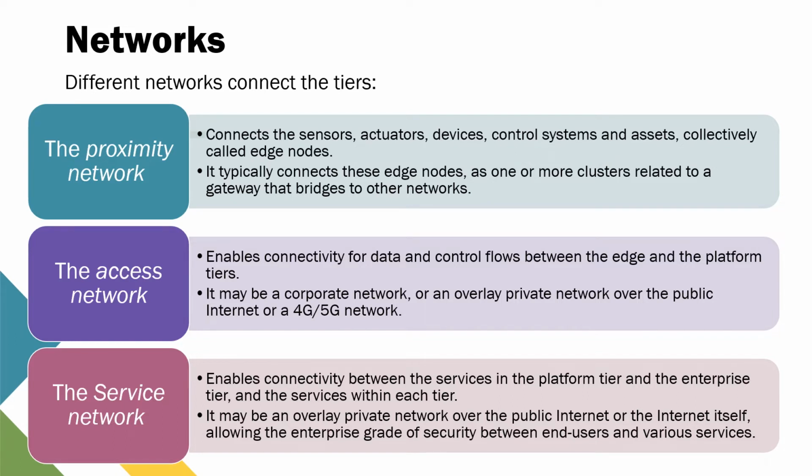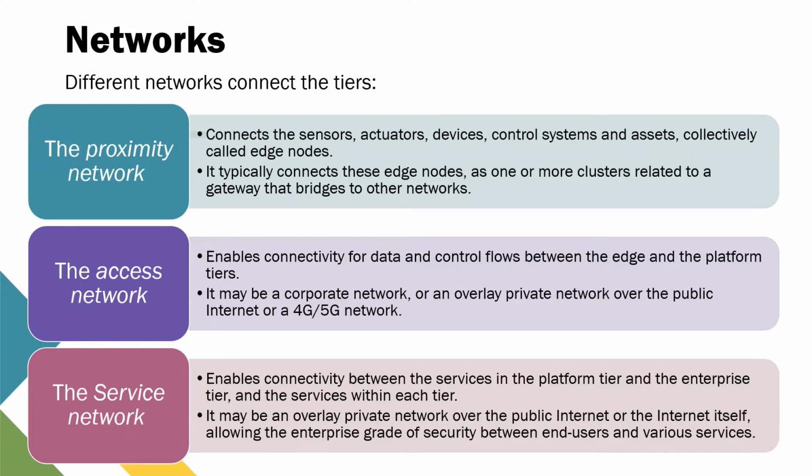The next one is the access network. This access network will enable connectivity for data and control flow between the edge and platform tier. Since the data is being transferred from this edge, from this gateway, towards the cloud, or towards the storage area, or towards the analysis area, it can usually be transferred using the corporate network. It can be an overlay private network over the public internet, or it can also be a 4G or 5G network.